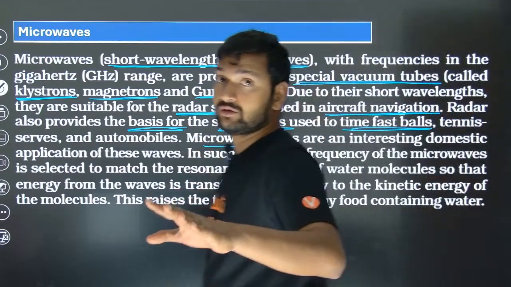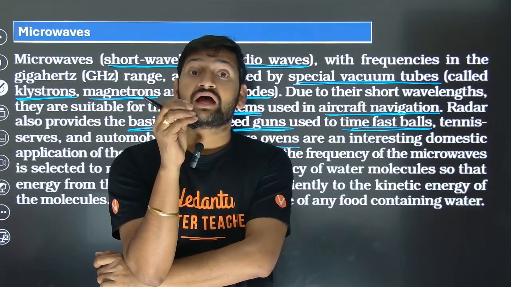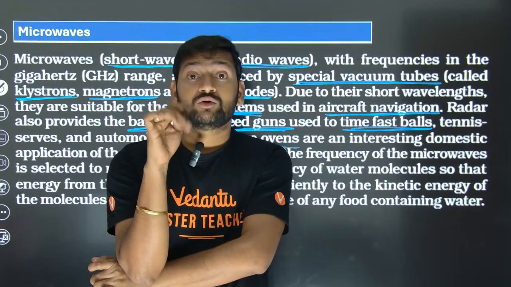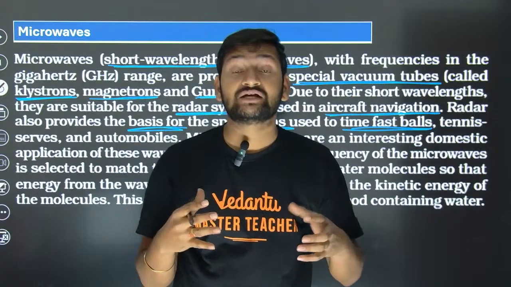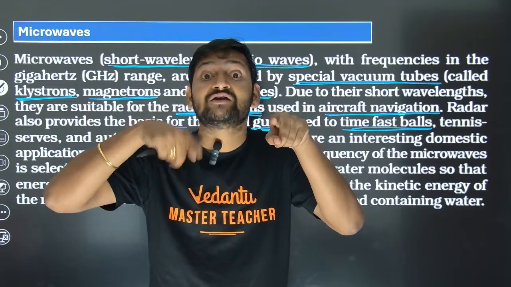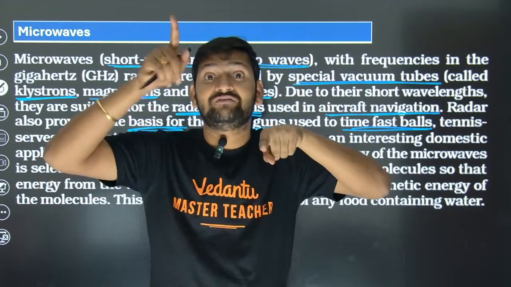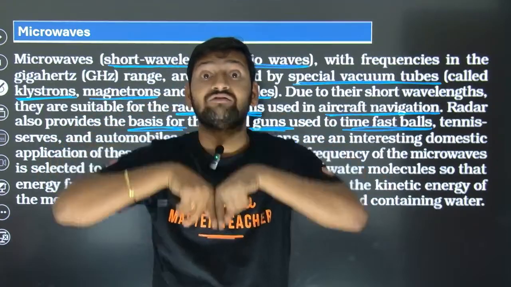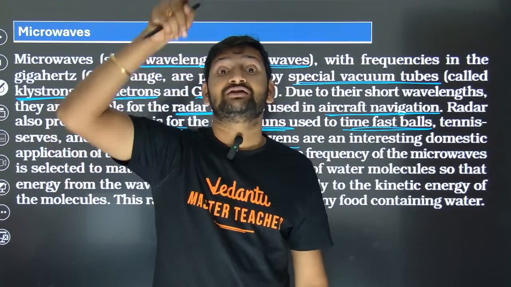Yes, microwave ovens. What will happen in a microwave oven? I'll just explain. The food particles are going to have some quantity of water in them, and that water has a certain frequency of its oscillations. Now this microwave oven produces electromagnetic waves of the same frequency as the natural frequency of oscillations of water. And when they meet, there will be resonance. As a result, the amplitude of oscillation of the water particles is going to increase.